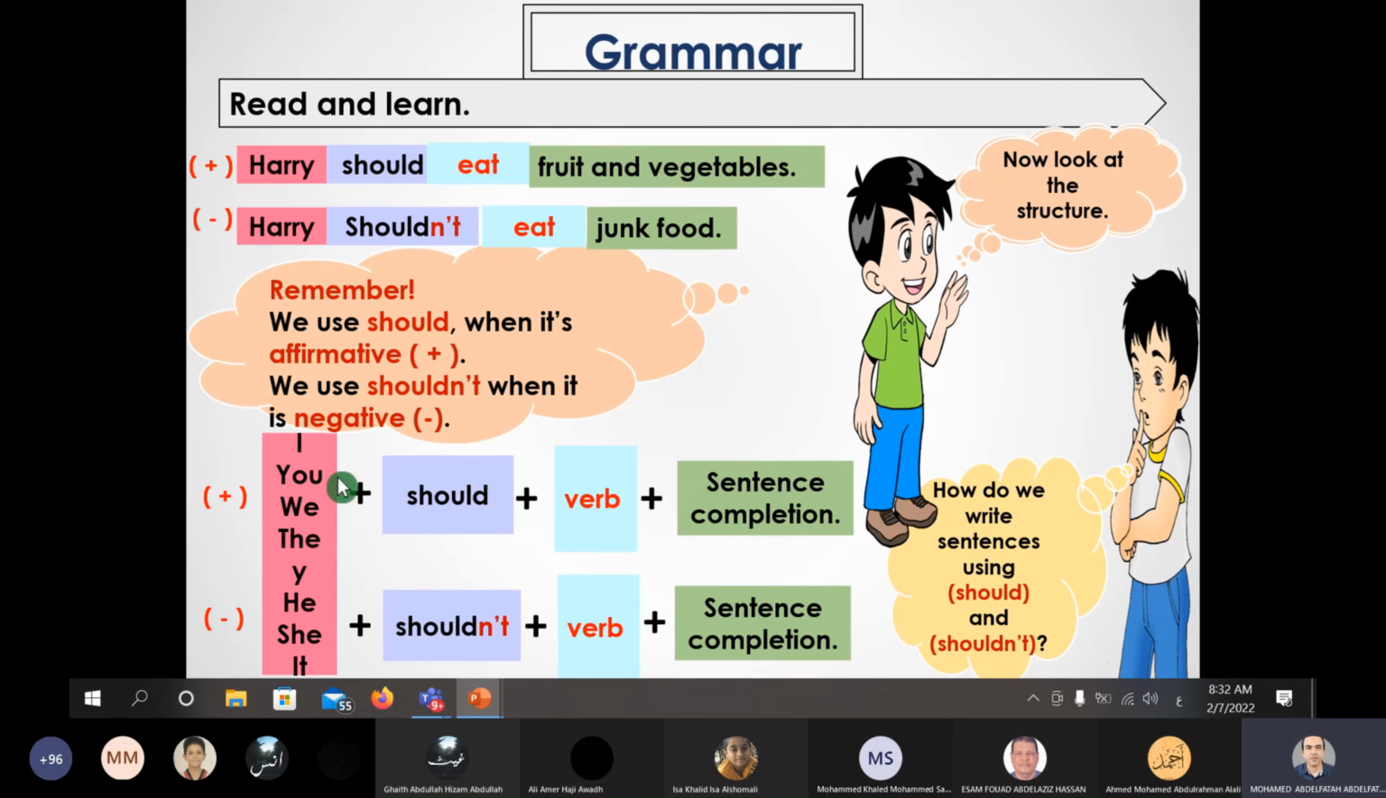We learned about positive and negative, or affirmative and negative sentences. Note that we use all subjects with should and shouldn't: I should, you should, we should, they should, he should, she should, and it should. And the same for shouldn't. Then we use the main verb like eat, write, listen, drink, go, walk, and so on. And then the sentence completion.